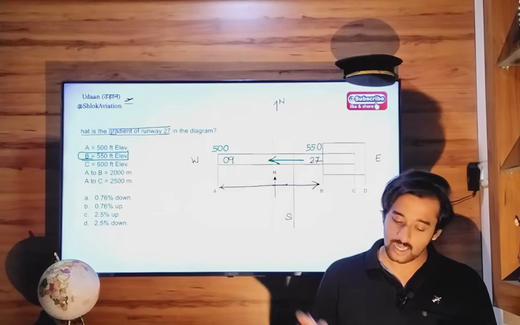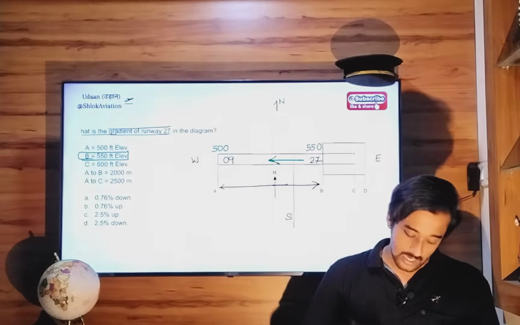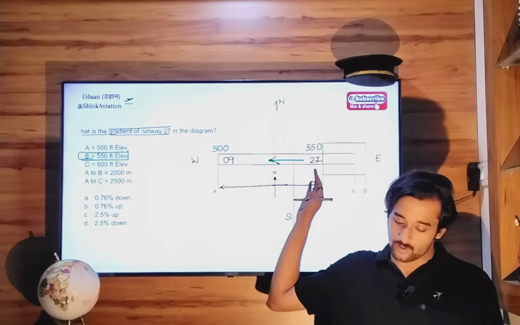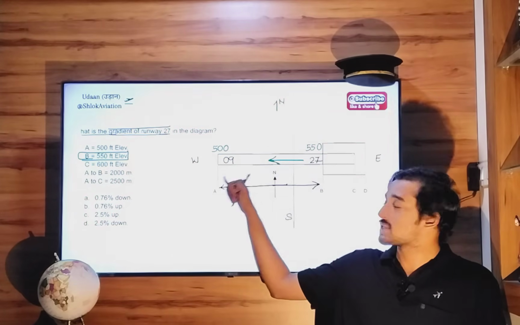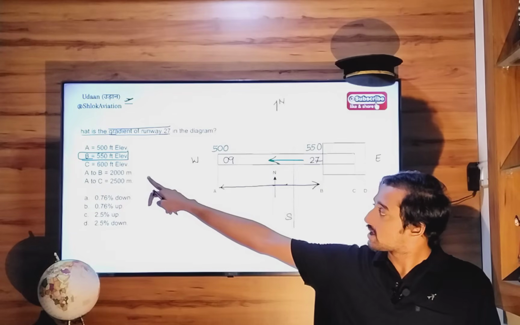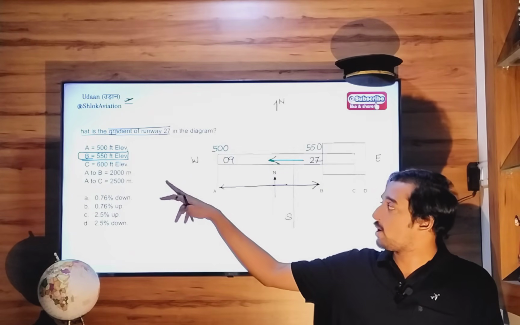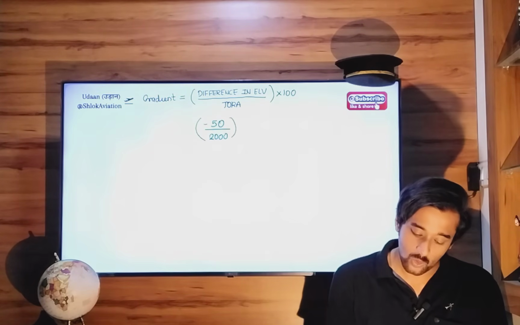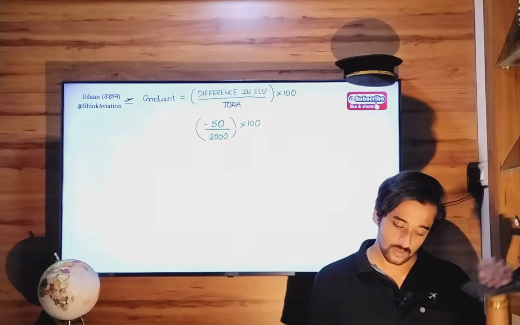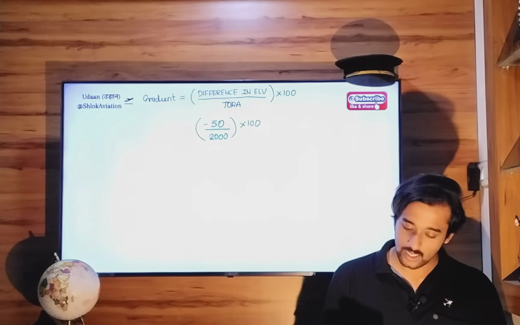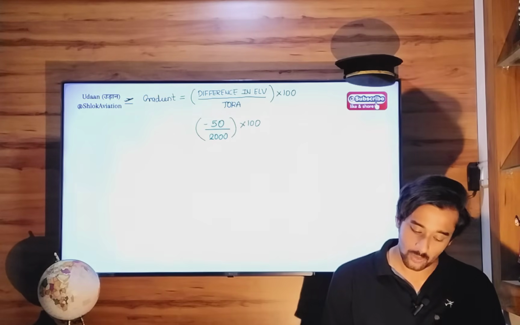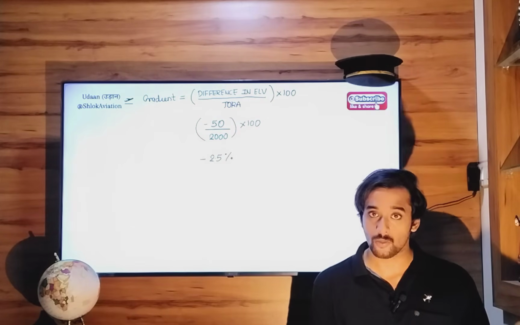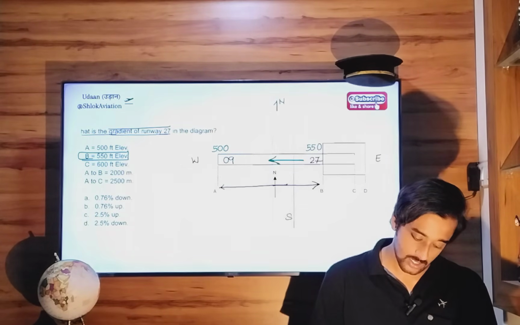Okay. So difference in elevation, 550 minus 500, it is 50. Takeoff run available. You're taking off from runway 27, so B to A, or A to B, it is 2000, right? Into 100. So 50 into 100 divided by 2000 is 2.5. So a 2.5 percent downward slope, right? So the correct answer is Delta.